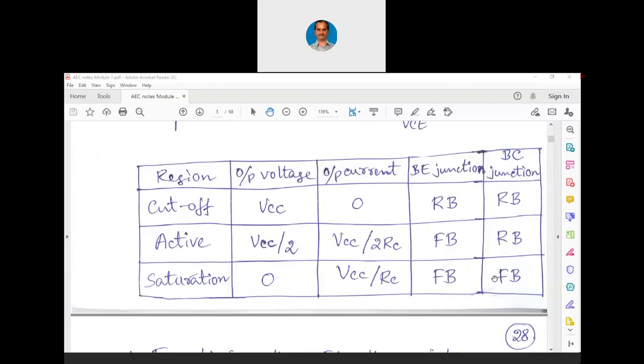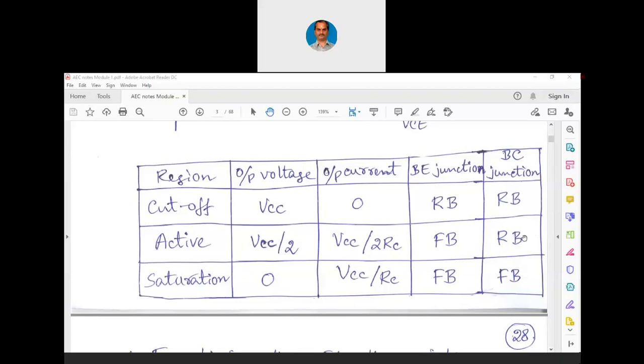Base is maintained at 0.7 volts, whereas collector is maintained at 0 volts because of the switching action. So naturally, that base to collector junction is forward biased. But in the active region, base to emitter junction is forward biased. The base to emitter diode is working. Base to collector junction is reverse biased.